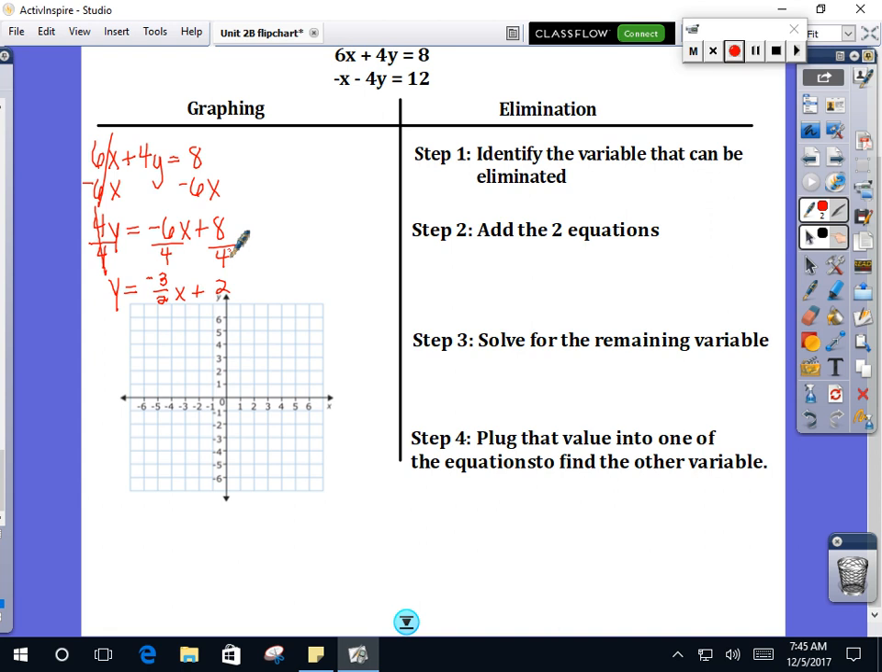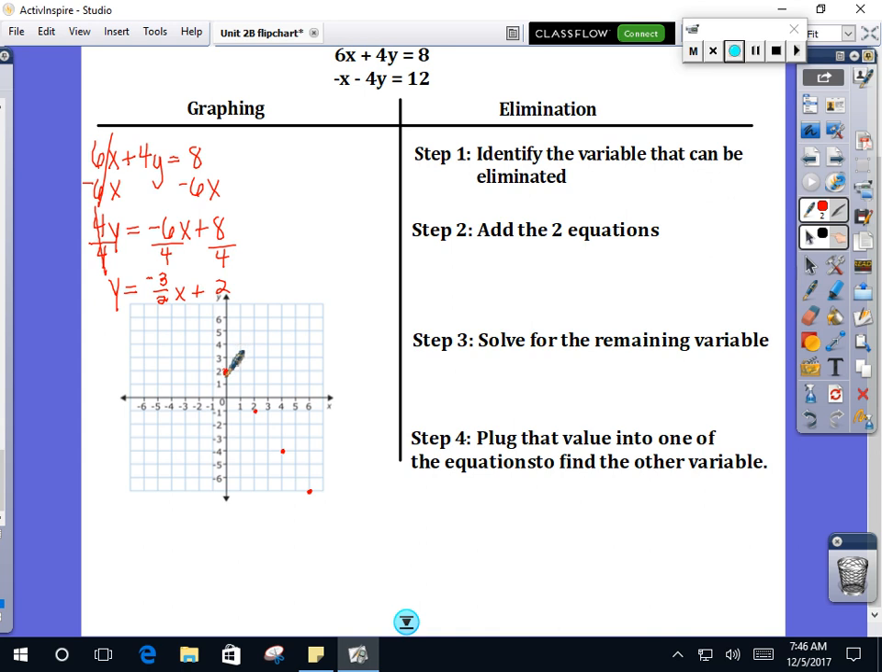Okay, the y-intercept is 2, so I'm going to plot it first on the y-axis. And then the slope tells me to go down 3, right 2. So down 1, 2, 3, right 2. And I can do that again. Down 1, 2, 3, right 2. And then one more time, down 1, 2, 3, right 2.